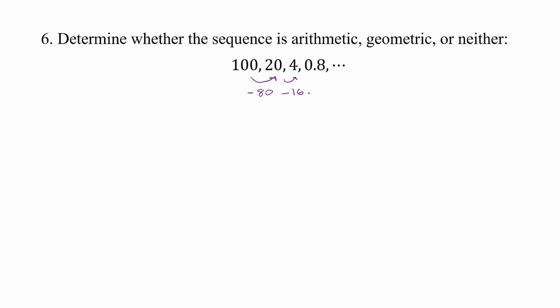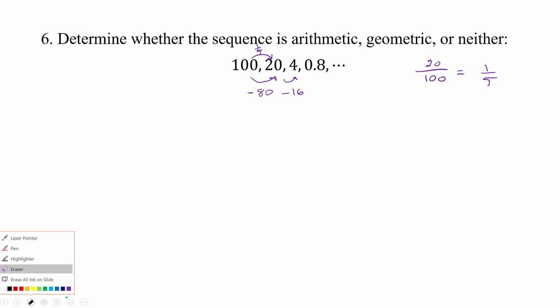For geometric, what would we do? So what would we multiply 100 by to get 20? Well, again, a way that you can do this is you could take 20 divided by 100, and that would give us, what, 1 over 5, so 1/5. So we multiply by 1/5 to go from 100 to 20, and that's not a very good multiplication symbol there. Let me fix that.